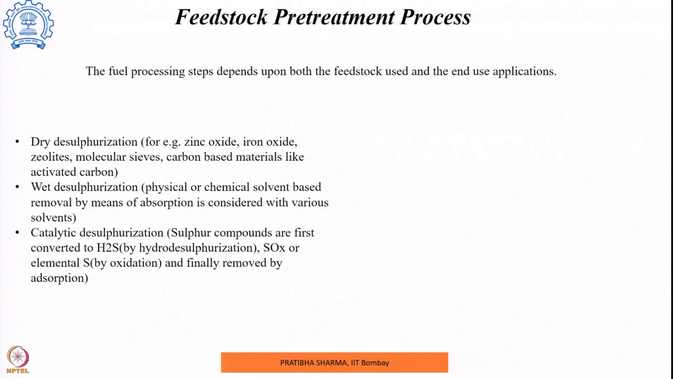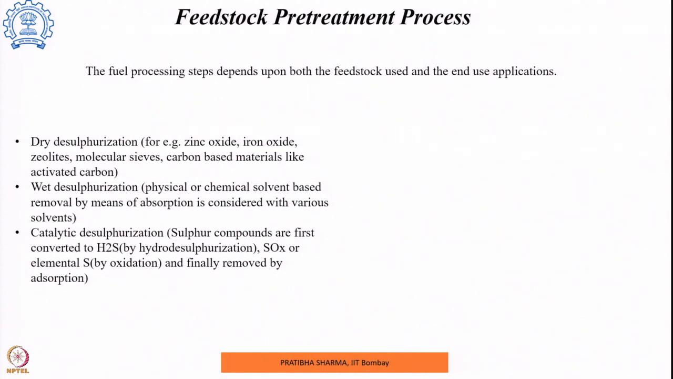Now, which processing step will be used depends upon what the feedstock is. As I mentioned, in methane, the majority of impurities will be either thiols or mercaptans. However, if it is higher hydrocarbons, then there could be several other impurities. There could be olefins that need to be converted into paraffins. There could be chloride containing impurities which could poison the water gas shift reactor. So, those need to be taken care of in the feedstock pretreatment process.